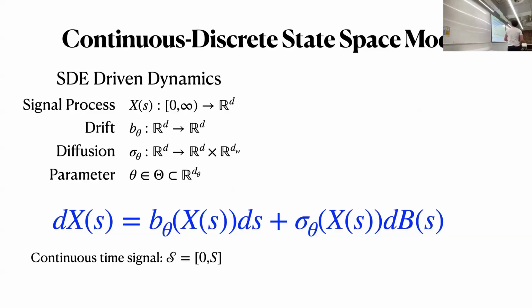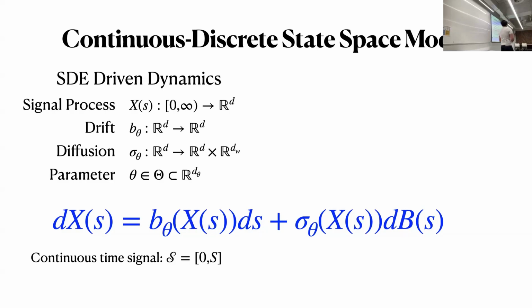Okay, so I'm going to start off by introducing the class of models that we're going to be working with. The class of models is the continuous discrete state space model, and we start by defining this process by defining a continuous time latent process that's driven by a stochastic differential equation.